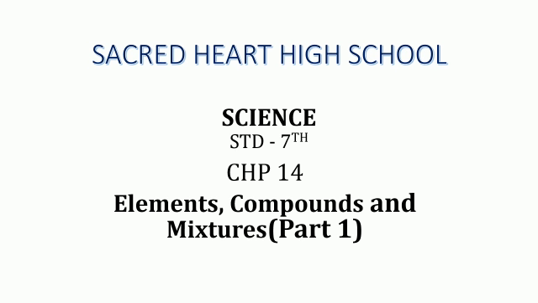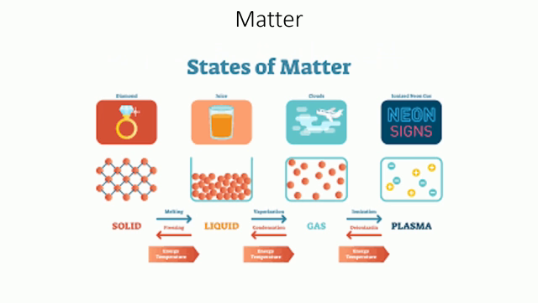Today we will study chapter 14, Elements, Compounds and Mixtures. Matter. Matter is anything that occupies space and has mass. All physical objects are composed of matter, and an easily observed property of matter is its state or phase. The three states of matter are solid, liquid and gas. The term matter is also used as a synonym of substance.